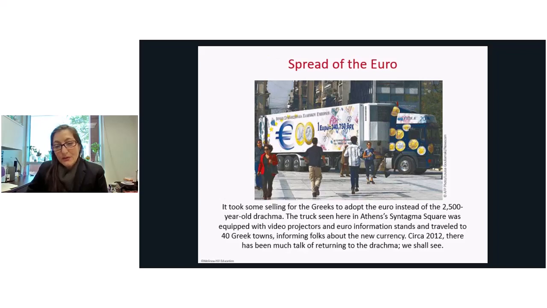So the Greeks were actually quite resistant to adopting the euro, and they were very attached, and still are, to their 2,500-year-old drachma. And the truck in this graphic is in Athens Syntagma Square, and it's equipped with video projectors and euro information stands. And they took this truck to 40 Greek towns to inform the Greeks about the euro currency. And there continues to be much talk in Europe about returning to the drachma, but we'll see what happens. Watch this space.